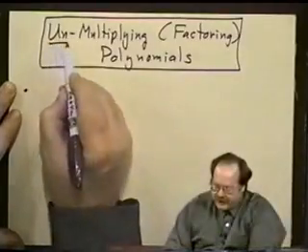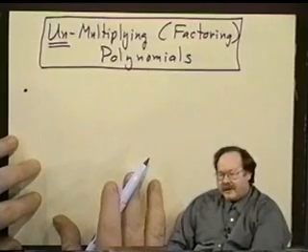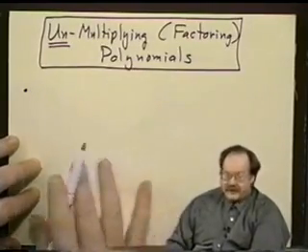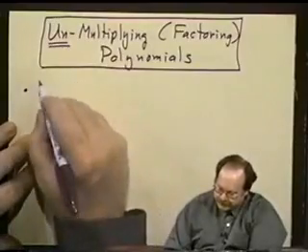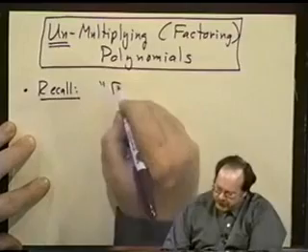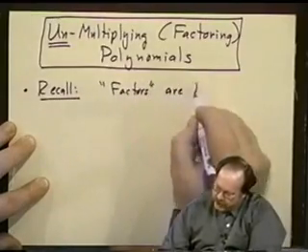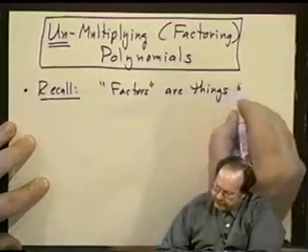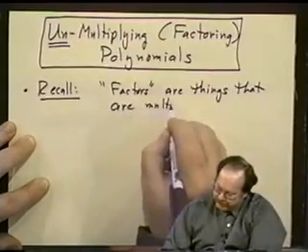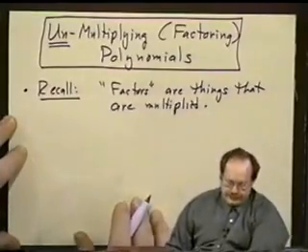First of all, I've called it unmultiplying. That's what you want to think of this as. Taking a polynomial and unmultiplying it, giving it form, giving it structure. And I'll say that throughout this section. But let's recall some of the terminology. Remember, we're currently using the word factors. Factors are things that are multiplied. In other words, we're using factors as a noun.